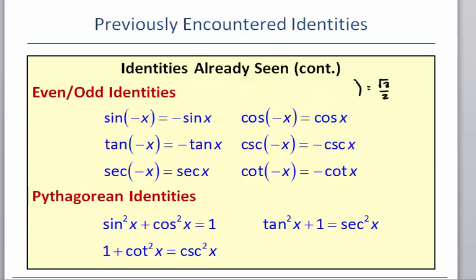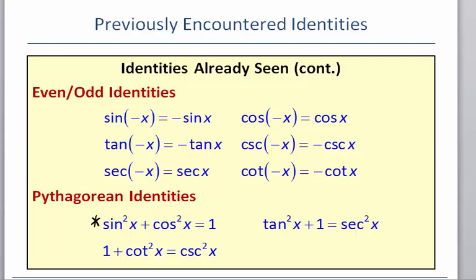At the bottom, we have our Pythagorean identities. We will see that this identity, sine squared x plus cosine squared x is equal to 1, is used very frequently as we start solving our trigonometric identities. We also have the other two: tangent squared plus 1 is equal to secant squared, and 1 plus cotangent squared is equal to cosecant squared.